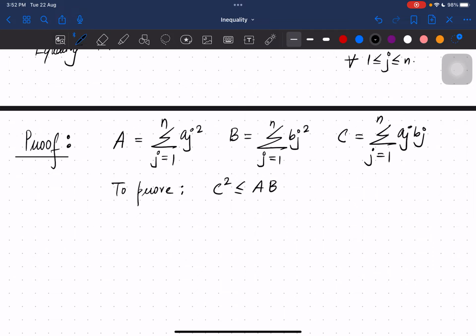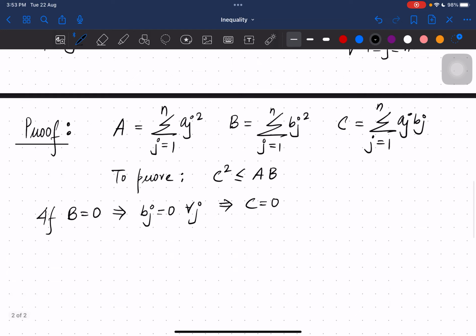So suppose B is 0, that is, each of the quantities is zero. This implies that bj has to be 0 for all j, and this implies that C has to be also 0, and the inequality holds, right? So we'll assume without loss of generality that B is not equal to 0.